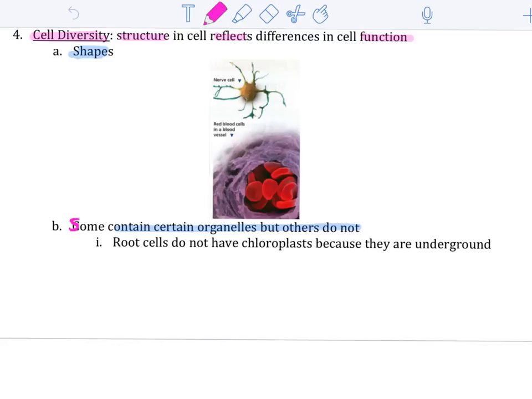It's also important to note that some cells will not contain all of the organelles that we are talking about when we learn about potential cell organelles. For example, in a plant cell, the root cells do not have chloroplasts because they are located under the ground and there's no need for them to contain that organelle.